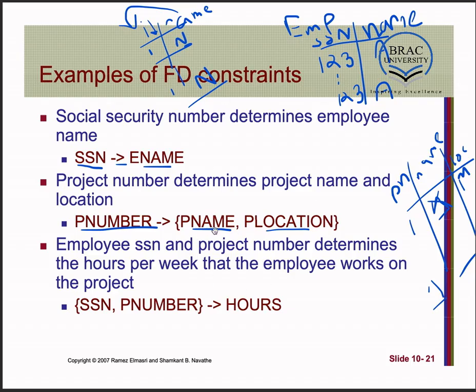Similarly, the project name or even the project location, in the same location we can have multiple projects. So we cannot actually determine the project number using the location. However, we can determine the location and the name using the number, because for the same number, the name and location will always be the same.